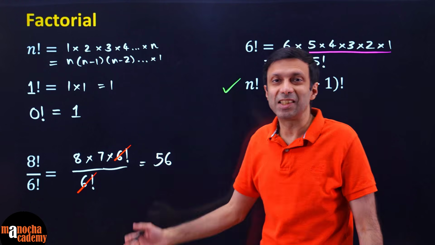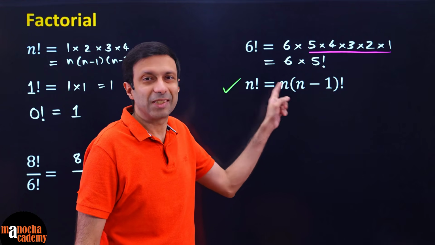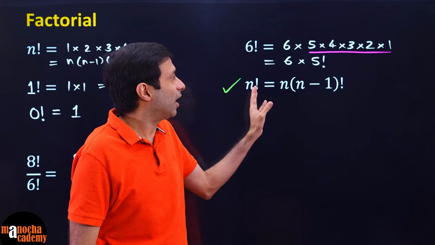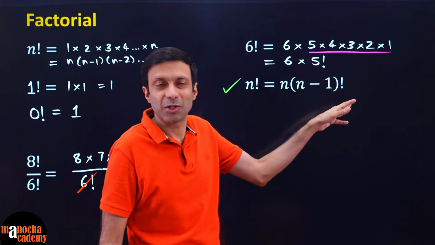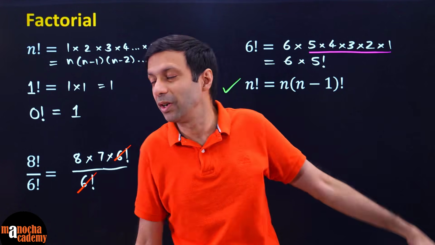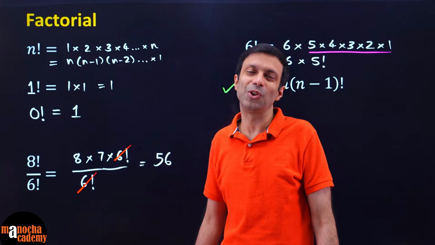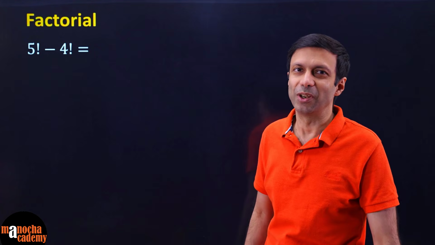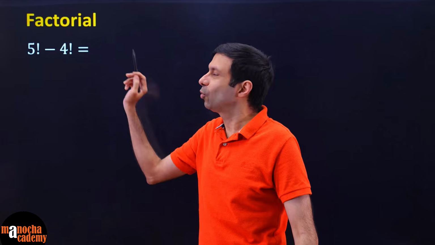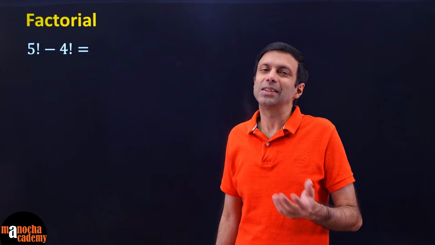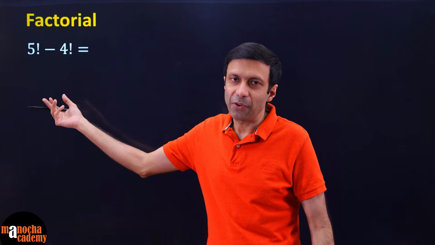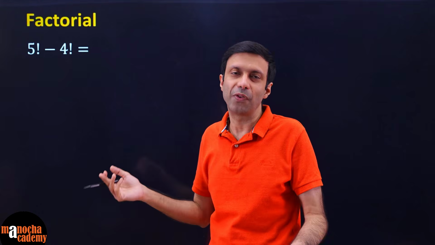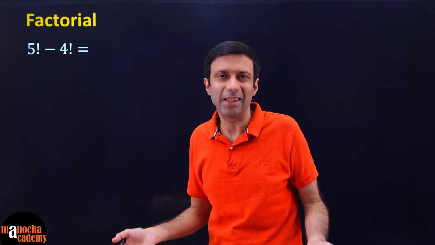So this is a nice example where we use this concept. That's why I wanted to show you how you can use this n times n minus 1 factorial or n minus 2 factorial to really simplify your calculations. Let's try another interesting question based on factorials. If I ask you to do 5 factorial minus 4 factorial, well, once again, you can expand it out. You can calculate 5 factorial, you can calculate 4 factorial and subtract. But that will be lengthy and boring, right?